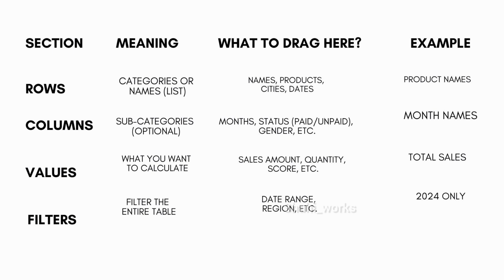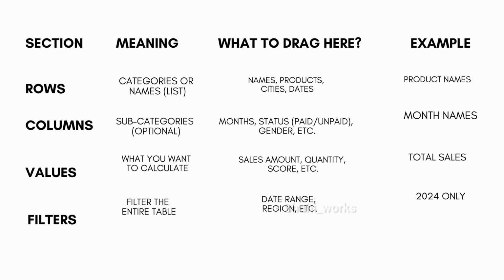Let's see about rows. In rows you have to mention only the categories or names, for instance names, products, cities or dates. Example, you can use product names like this. You can drag and drop it in rows, or any names in it. For columns, it includes subcategories, which can be months, dates or even genders. Example, month names. Next, values, as the name mentions, are used only for calculation. You can use sales amount, quantity or scores. For example, total sales.